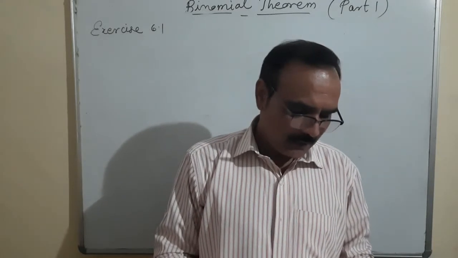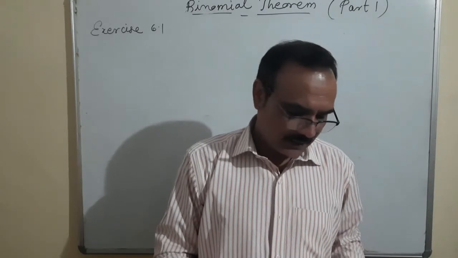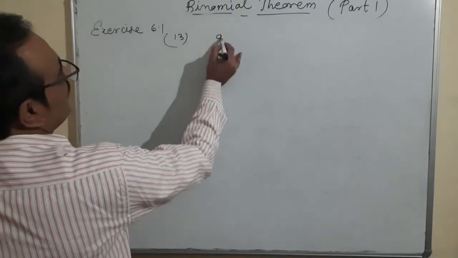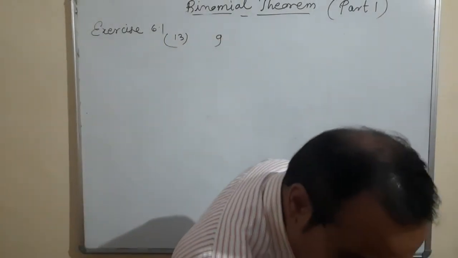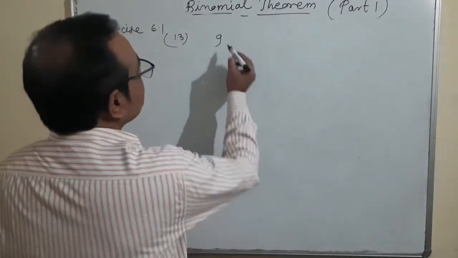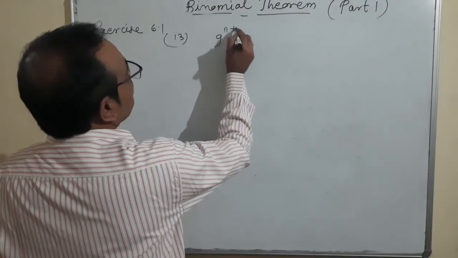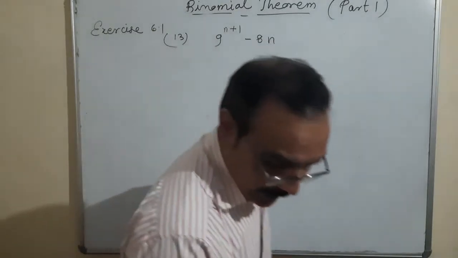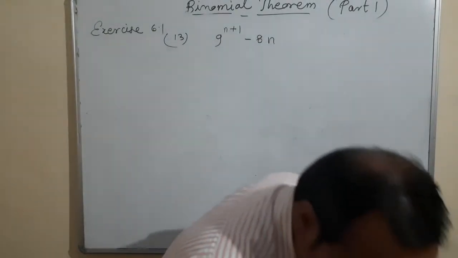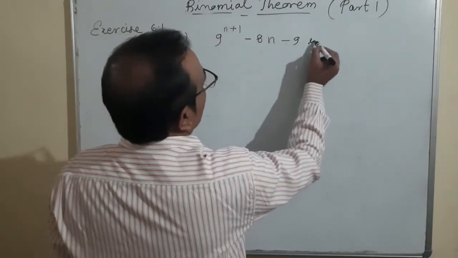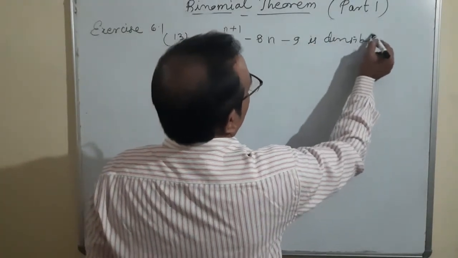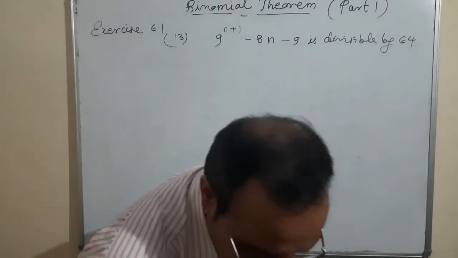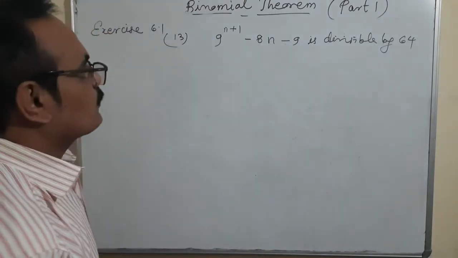Show that 9^(n+1) − 8n − 9 is divisible by 64. I am taking the 13th. 9^(n+1) − 8n − 9 is divisible by 64, where n is a positive integer. This we are going to show.